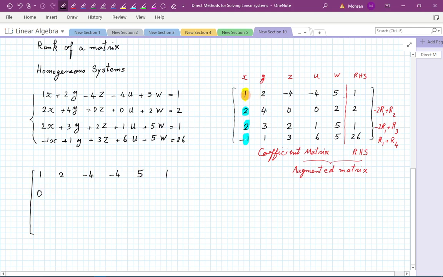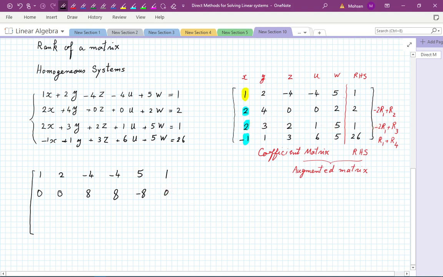So -2 times 1 plus 2 is going to be 0. -2 times 2 plus 4 also. This one, our aim was to get rid of this, but that one also dropped out. -2 times -4 plus 0 becomes 8, and there's another 8 here. -2 times 5 is -10, and this becomes -8, and next one, -2 times 1 plus 2 is going to get 0. Same thing for this one.